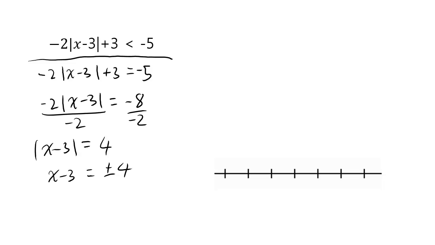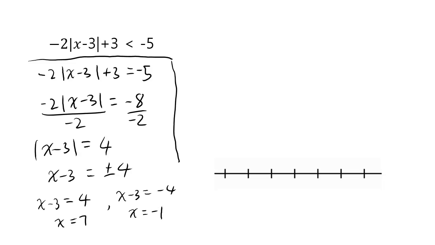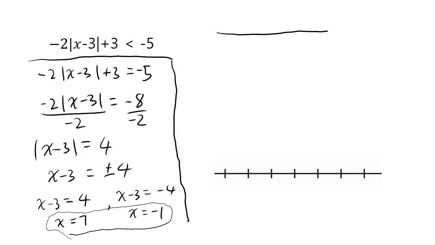Then you want to think of this as two equations. One says x minus 3 can be +4. If you add 3 to both sides, you get x equals 7. Another one says x minus 3 could be -4. If you add 3 to both sides, in this case, you get x equals -1. But what we have is a solution of an equation, not the inequality that we are looking for. So how do you use this information to actually solve this inequality?